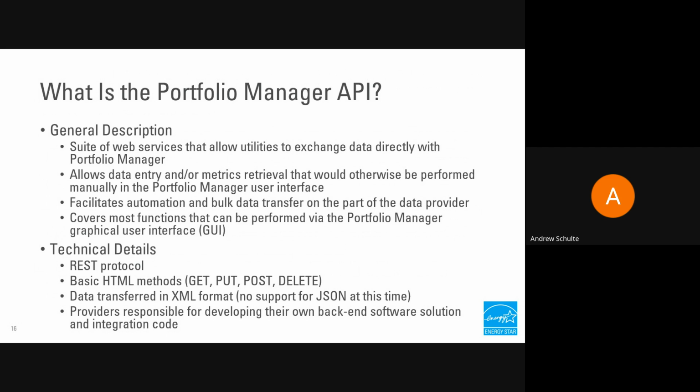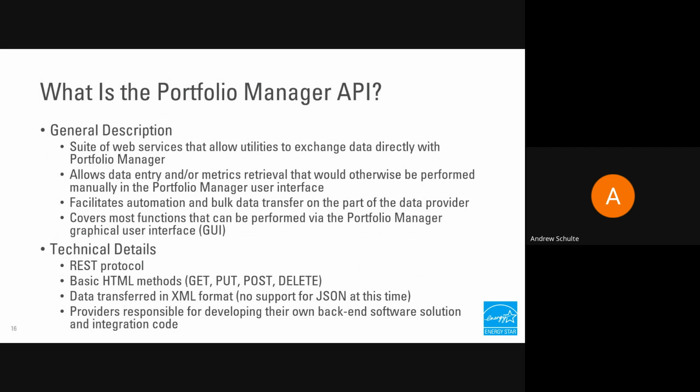In terms of technical details, I suspect that many of you may be sharing this presentation with your IT departments. In short, our API uses a REST-based protocol. All calls are made using basic HTTP methods: get, put, post, and delete. I did want to note that all outgoing web service calls and responses will be formatted in XML.